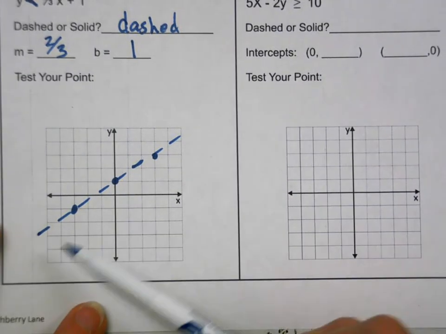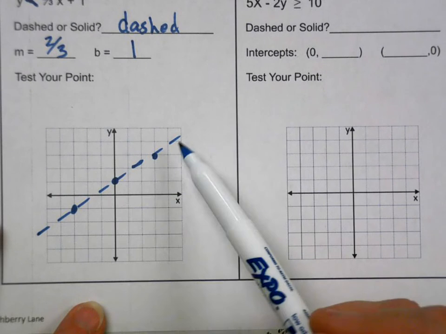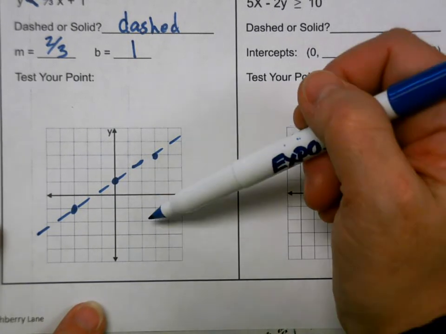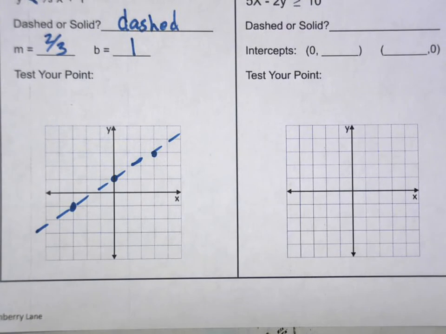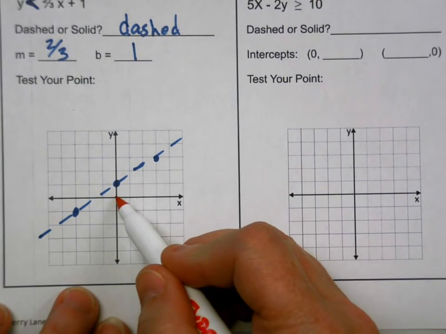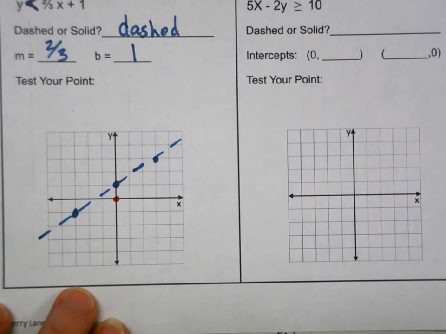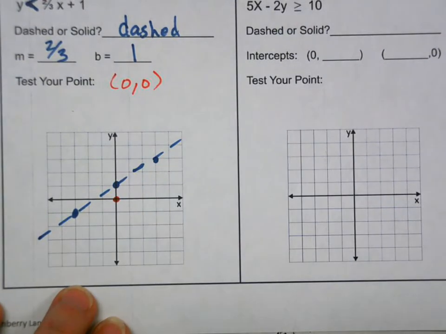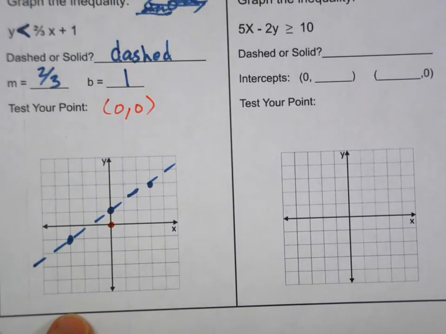So pick any point at all that is not on this dotted line. You don't want to pick one that's on your line. You need it to be on one side or the other. I suggest this is always the easiest point to pick: if your line does not go through the origin, use the origin because it's the easiest thing to multiply by, right? Anything times 0 is what? 0. Are you really having to do any math if you substitute in a 0 that you're multiplying by?